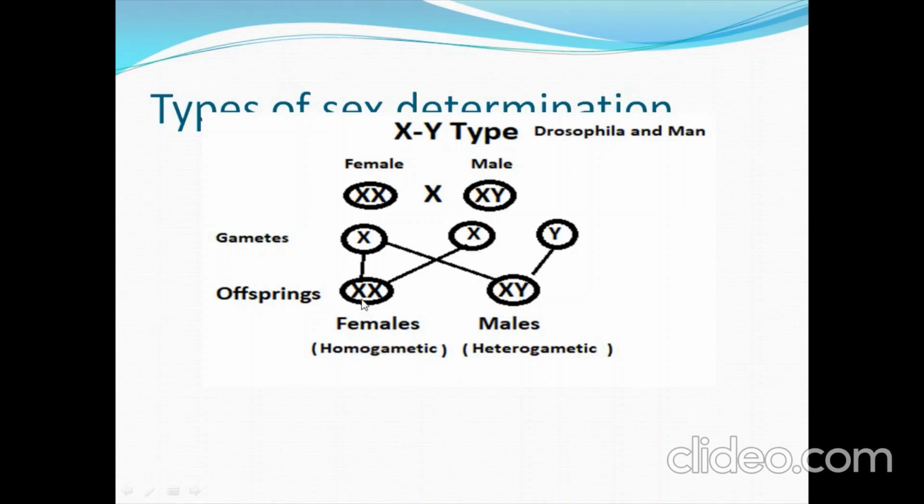That is, they have the same type of allosomes, X and X. Males are heterogametic because the allosomes are different. Here you can see X is different, Y is different. So when the allosomes are dissimilar, we use the word heterogametic. When the allosomes are similar, then we use the word homogametic.